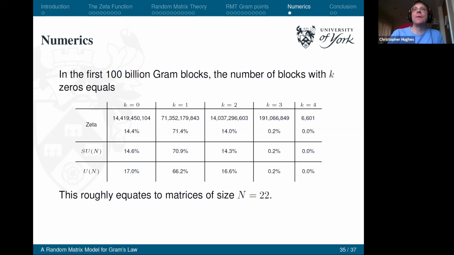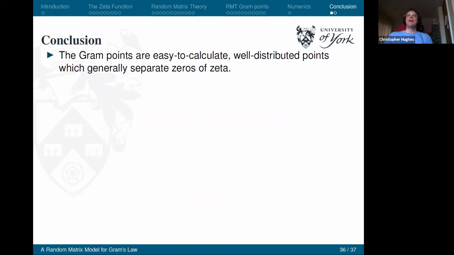So in conclusion, what have we done in this talk? Why look at Gram points? Because they're dead easy to calculate, and they're very, very good at telling you where you expect roughly to find zeros. That's because the smooth part of the counting function is just so good at modeling the true counting function with its wiggles.